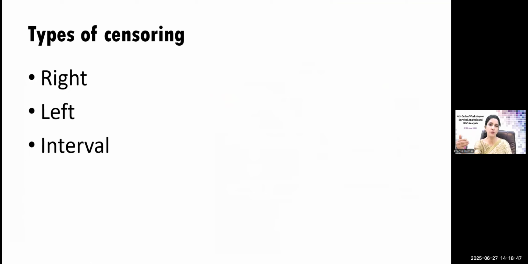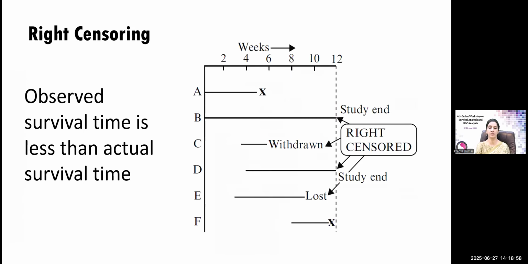But Klinbaum has also given this concept of interval censoring, which is not always used. Most commonly, we use the right censoring. So now what is this type of censoring? Coming to the right censoring, what is this right censoring?